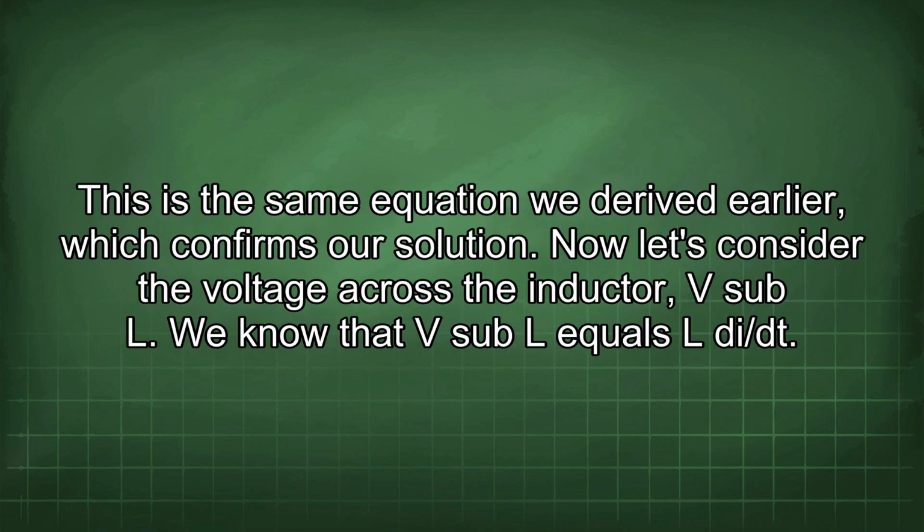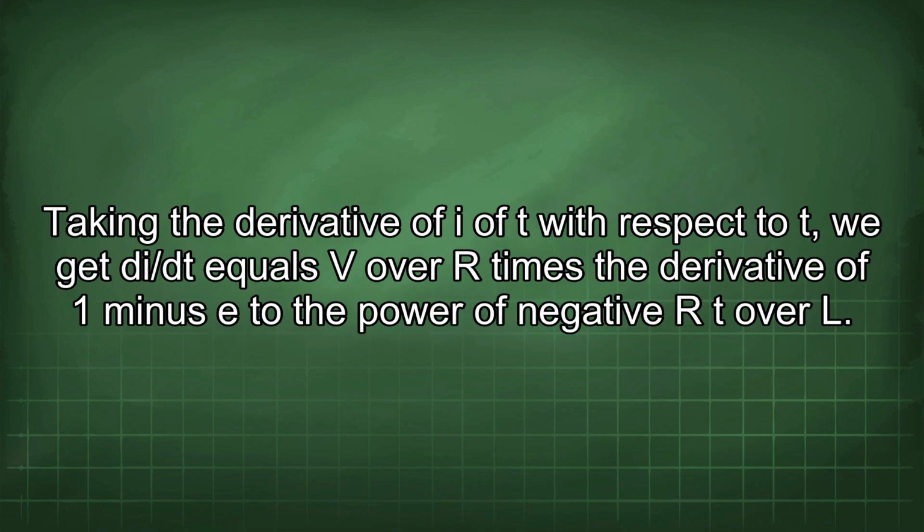This is the same equation we derived earlier, which confirms our solution. Now let's consider the voltage across the inductor, V sub L. We know that V sub L equals L dI/dt. Taking the derivative of I of t with respect to t, we get dI/dt equals V over R times the derivative of 1 minus e to the power of negative Rt over L.